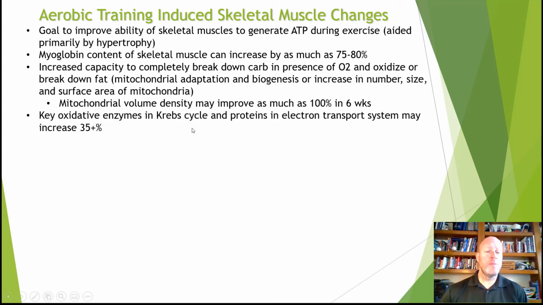Key oxidative enzymes in the Krebs cycle and proteins in the electron transport chain system may increase by 35%. It's going to help you get adequate proteins and breakdown for protein synthesis, both in terms of healing, in terms of performance improvement, in terms of getting proper nutrients to the system by a significant amount there.